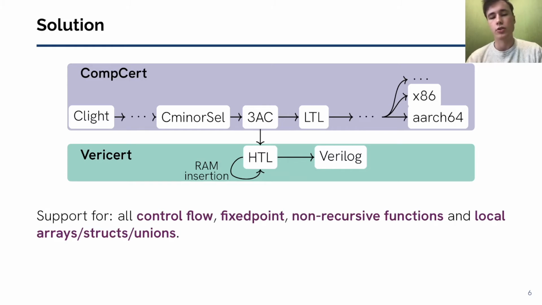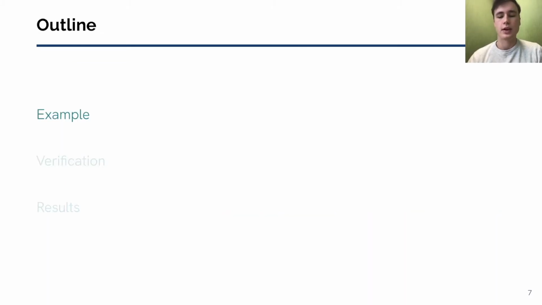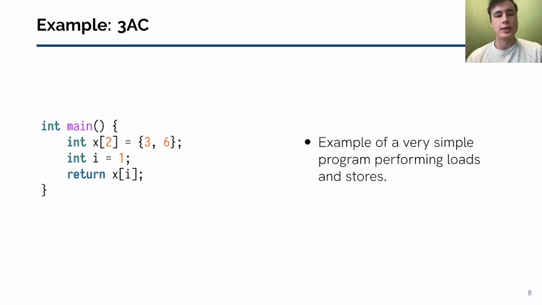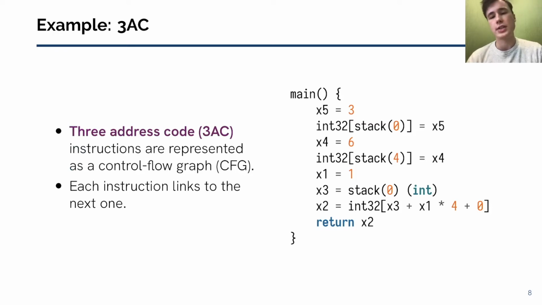Currently, we support all control flow, integer operations, non-recursive function calls, and local arrays, structs, and unions. Now I'll go over a quick example of a translation. Given this C code on the left, which is quite simple, just some loads and stores to a tiny array, CompCert will generate the 3AC code shown on the right, which in this case is non-optimized.